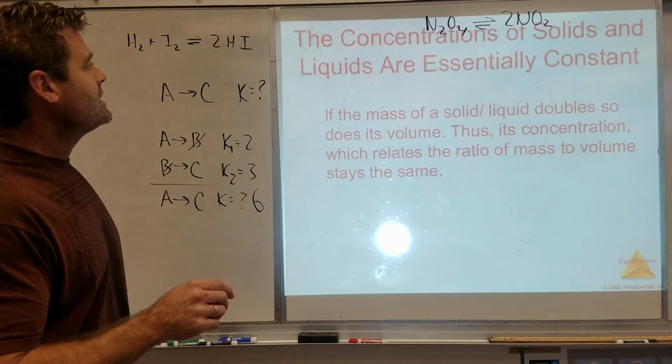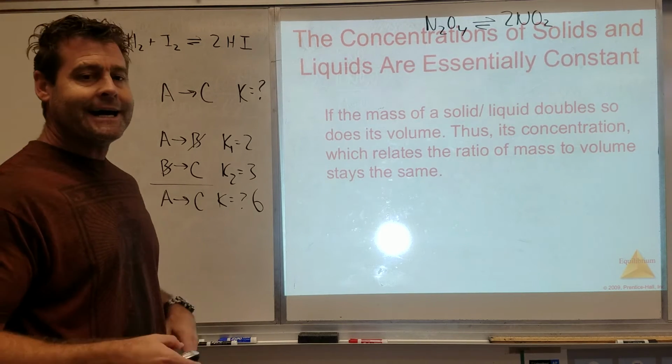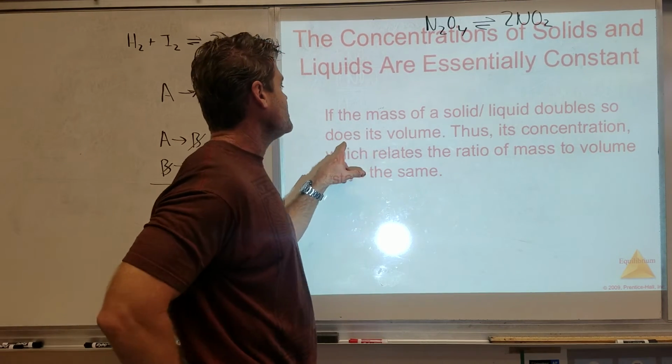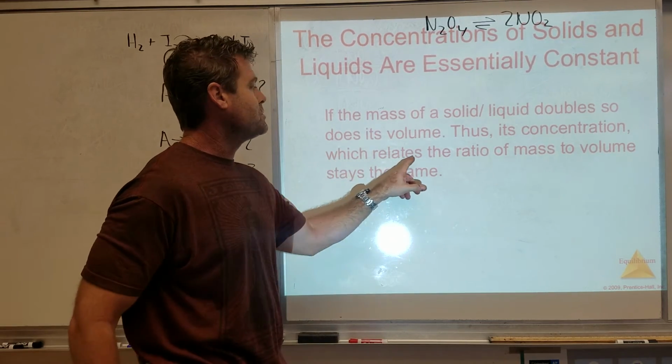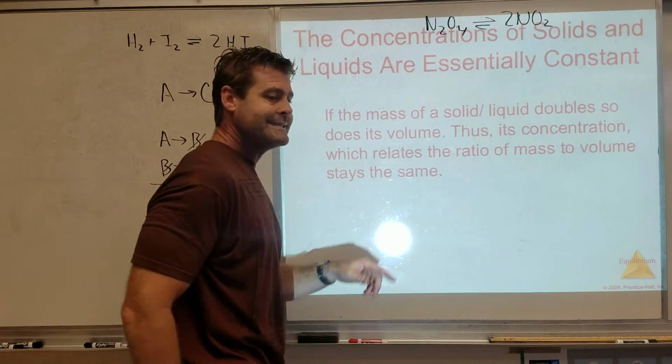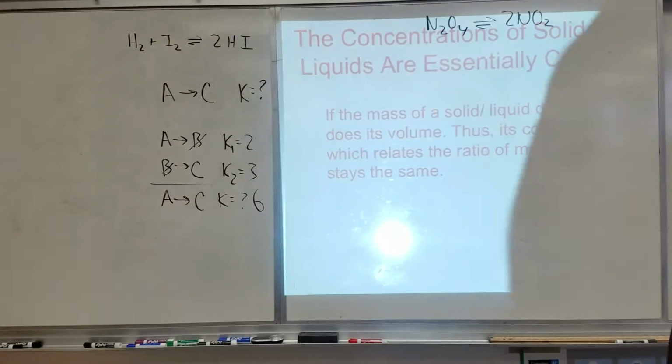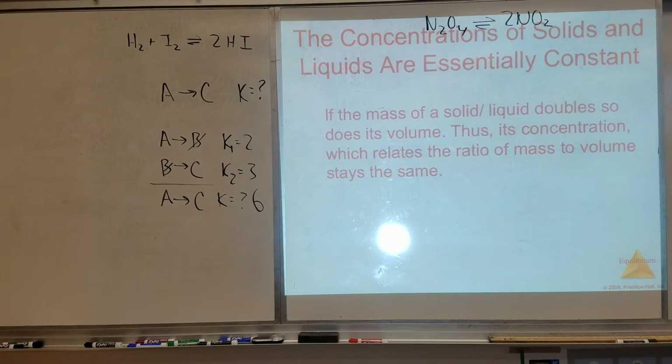The concentration of solids and liquids is essentially constant. It says if the mass of a solid or liquid doubles, so does its volume. Thus, its concentration, which relates to the ratio of mass to volume, stays the same. For example, guys, let's go back to my good tried and true example.